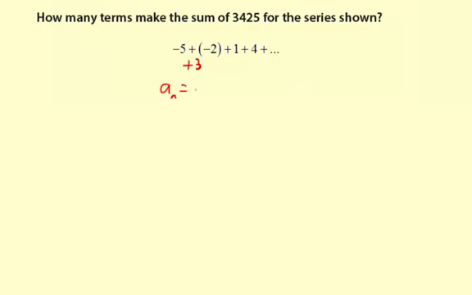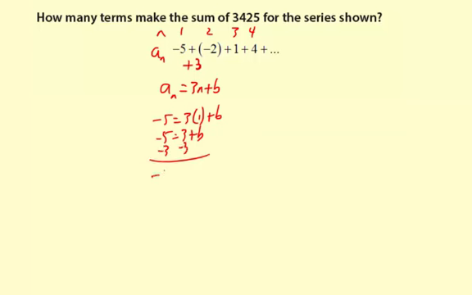A sub n equals 3n plus b. And my n's would go 1, 2, 3, 4 for my inputs, and these would be my a sub n or my outputs. So let's input 1, output -5. So -5 equals 3 times 1 plus b. So -5 equals 3 plus b, subtract 3. -8 equals b. So here's my rule: a sub n equals 3n minus 8.